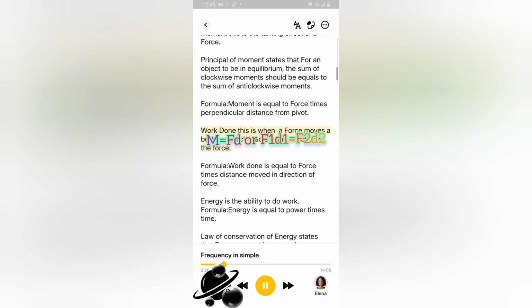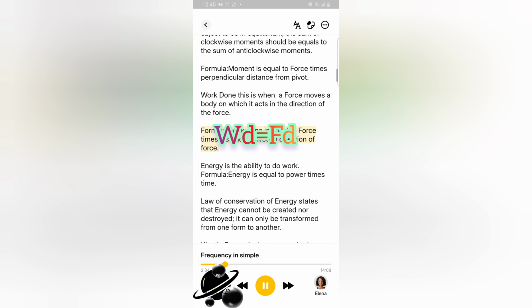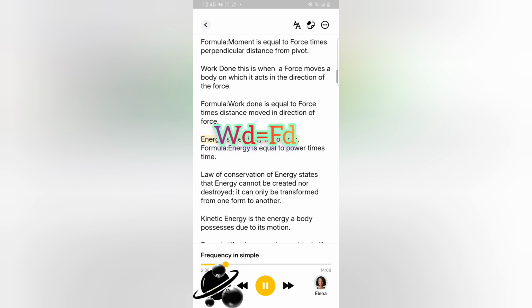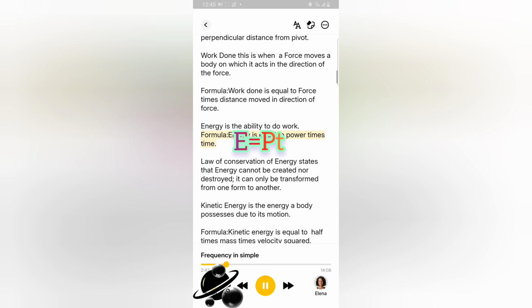Work done: this is when a force moves a body on which it acts in the direction of the force. Formula: work done is equal to force times distance moved in direction of force. Energy is the ability to do work. Formula: energy is equal to power times time.